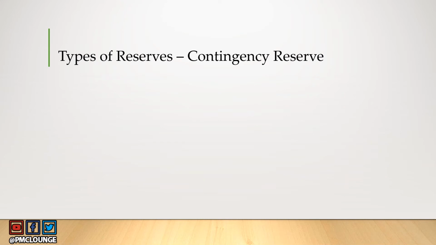So let's talk about the first type of reserve, which is contingency reserve. Contingency reserve is basically a time reserve or buffer. So this reserve is in terms of time. If you know that there is a risk and you don't know how it will be mitigated or transferred, you keep certain time with you as a buffer. You keep that time in reserve in case that risk materializes, so that you can make use of that time and minimize the impact of that risk.